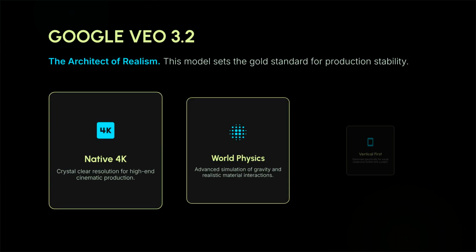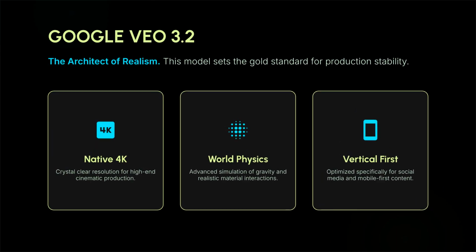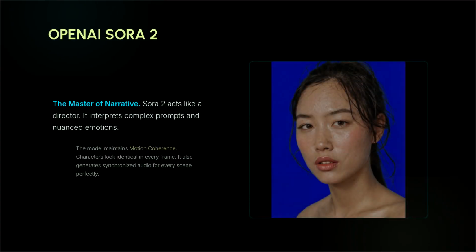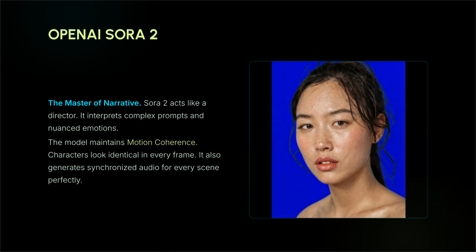Google Veo 3.2 is the architect of realism, setting the gold standard for production stability. Key features include native 4K resolution, world physics for advanced simulation, and a vertical-first optimization for social media and mobile-first content. OpenAI Sora 2 is the master of narrative, interpreting complex prompts and nuanced emotions.